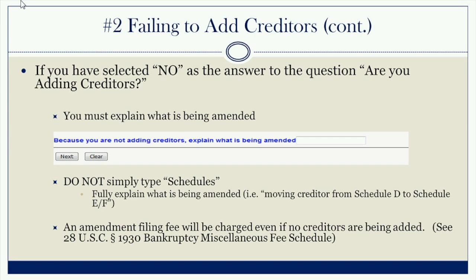And don't upload creditors without first filing an amended list of creditors or amendment to DERF, because if you add a creditor, you're going to be charged a fee, regardless of whether the amendment was filed.